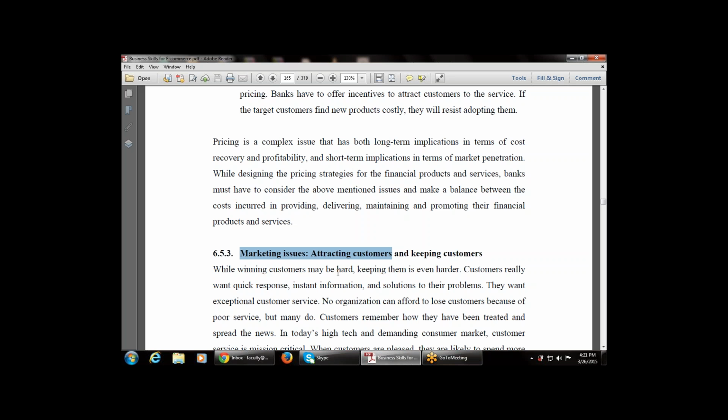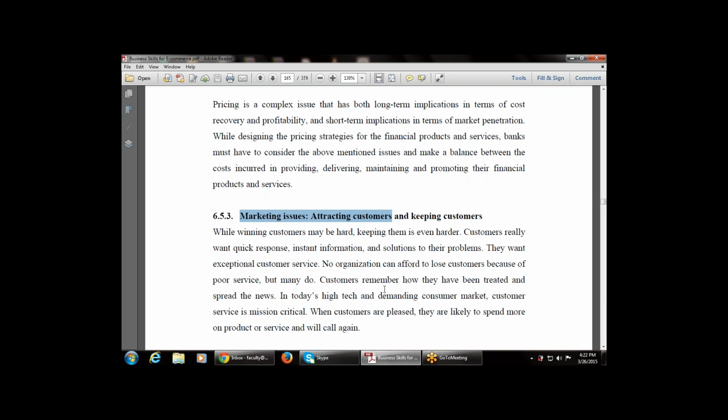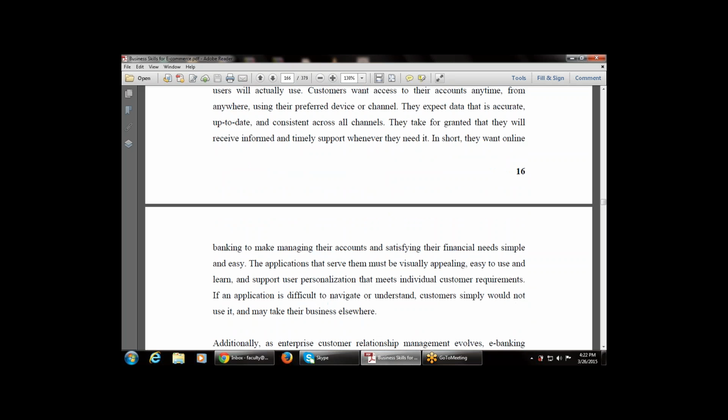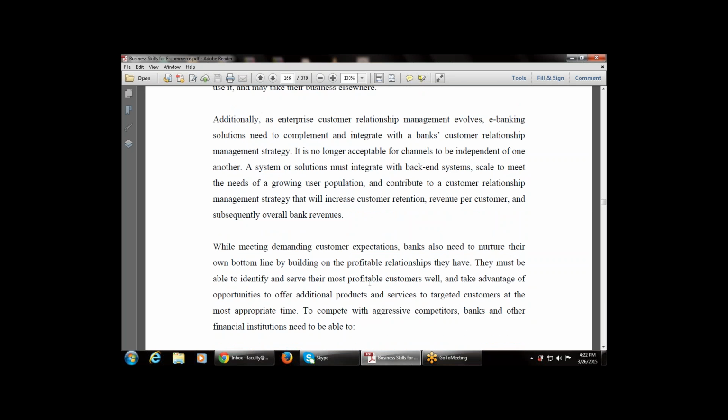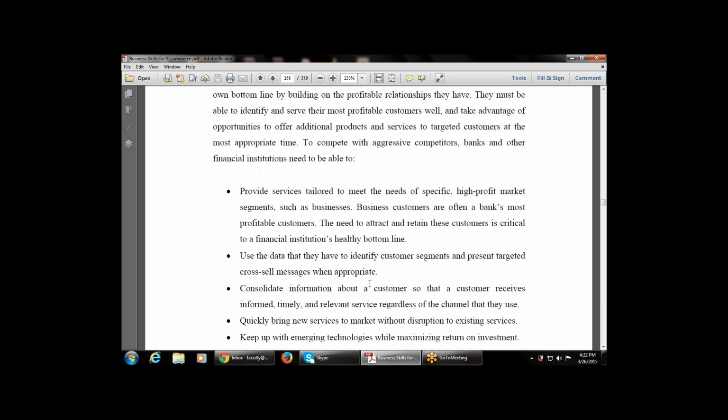The third management issue is the marketing issue, that is, how to attract the customer and how to keep the customer. Winning the customer is not the only main thing; keeping the customers is even harder. Winning the customer may be hard, but keeping them is harder still. This is the theory we covered on how to attract customers through marketing strategies.